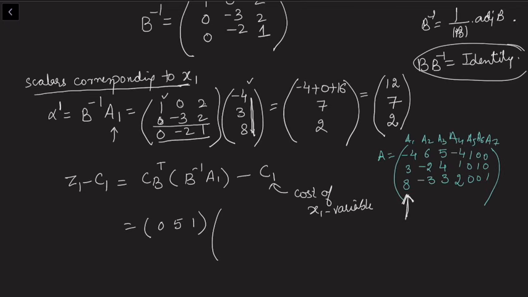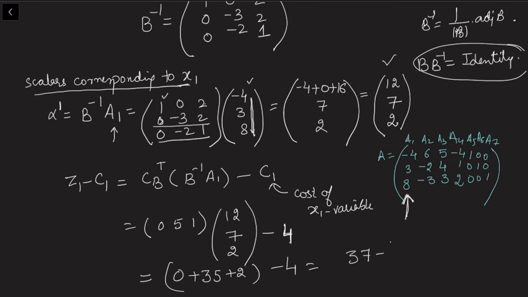And then B inverse A1, which we have just calculated, that is 12, 7, 2, minus the cost of C1. You can see from the table, from the objective function, this cost is minus 4. So when we multiply, we get 0 into 12, that is 0, plus 5 into 7, that is 35, and then 1 into 2, that is 2, minus 4. So we get 37 minus 4, and this value is 33. So the first Z1 minus C1 is equal to 33.